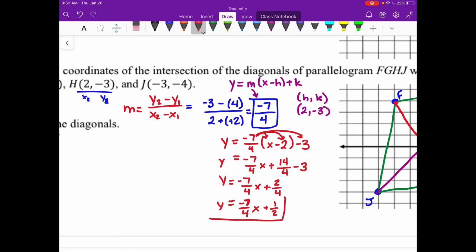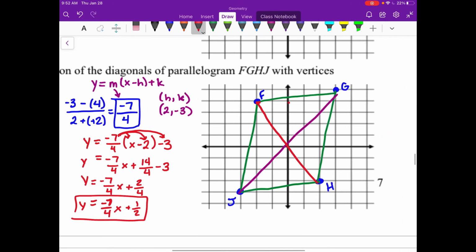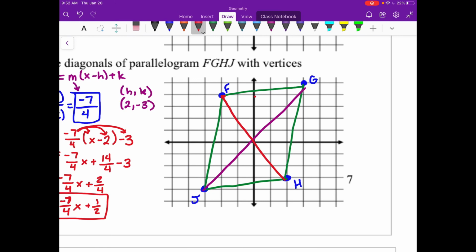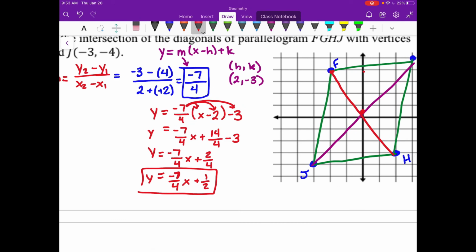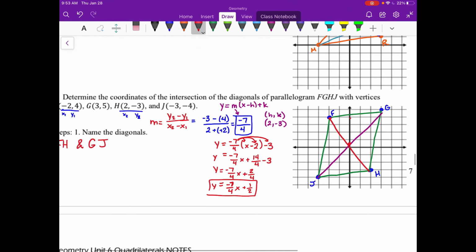So that's the equation of the line, which means it actually intersects, my picture's not very good, but it actually intersects right there on the y-axis, because the y-intercept of that equation is 1/2. So that's the equation of my red diagonal.